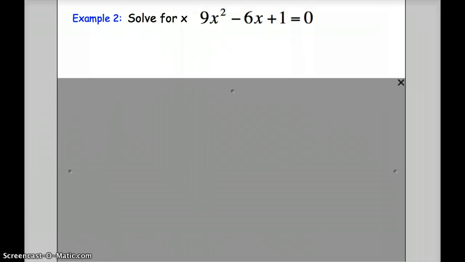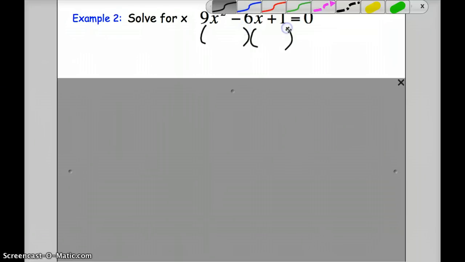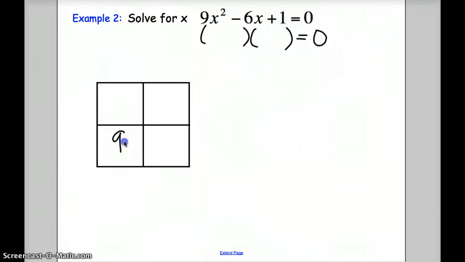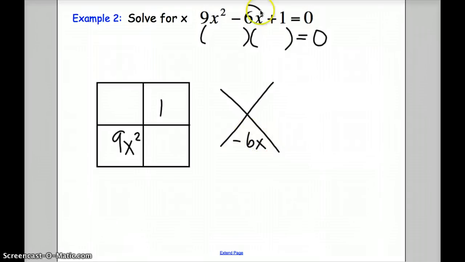Remember, the first step was to write this as a factor equal to 0 so that I can use the zero product property. So I'm going to start by doing that, using my generic rectangle and my diamond problem. Remember, your x squared term and your constant go in the opposite corners. And then we're thinking, okay, we need to add to negative 6, because that is in my problem up here. But it needs to have the same product as what I see here, positive 9x squared.